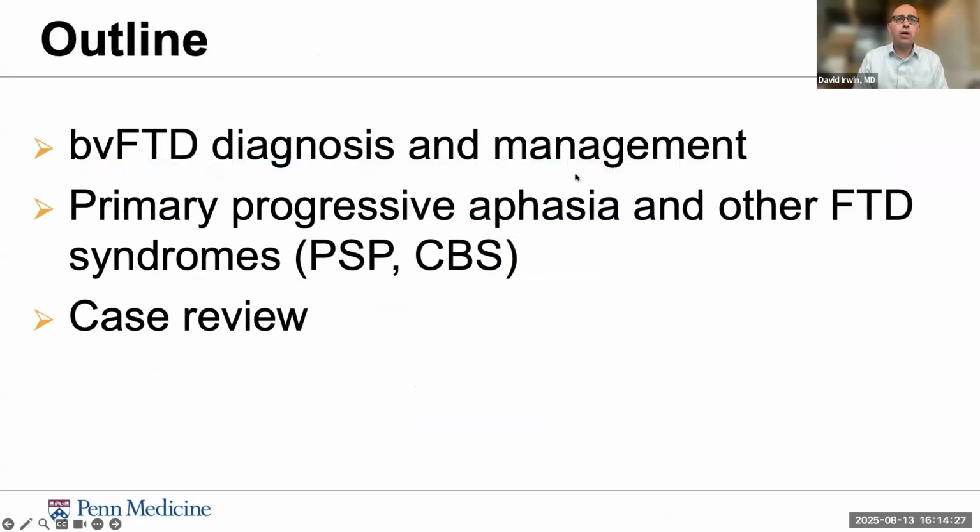So our goal for this afternoon is to review the diagnosis and management of the behavioral variant of FTD, the most common clinical syndrome of FTD. Then we'll do a brief overview of primary progressive aphasia and other FTD syndromes that are part of the spectrum, and then review a hypothetical case to emphasize our learning objectives today.